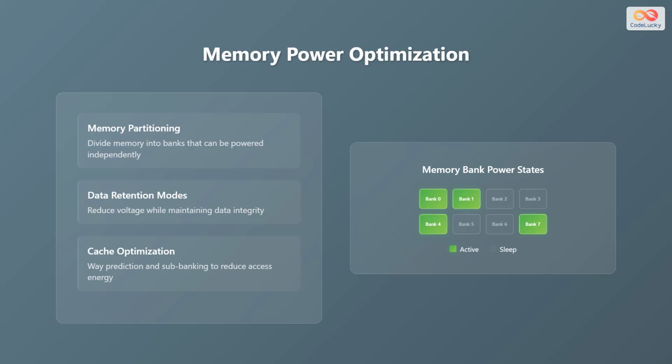Memory power optimization focuses on reducing power consumption in memory subsystems. Memory partitioning divides the memory into banks that can be powered down independently. Data retention modes reduce voltage while maintaining data integrity. Cache optimization uses way prediction and subbanking to reduce access energy. These memory banks can have different power states, such as active and sleep.